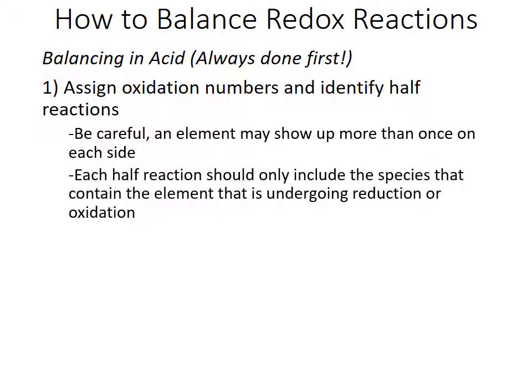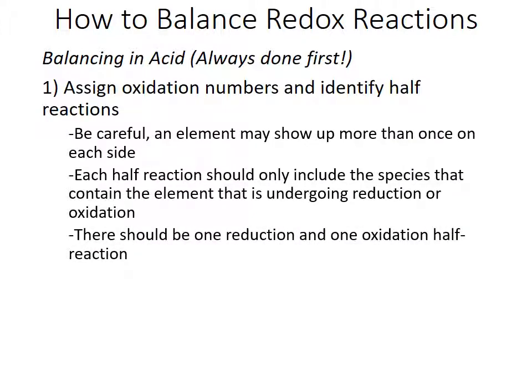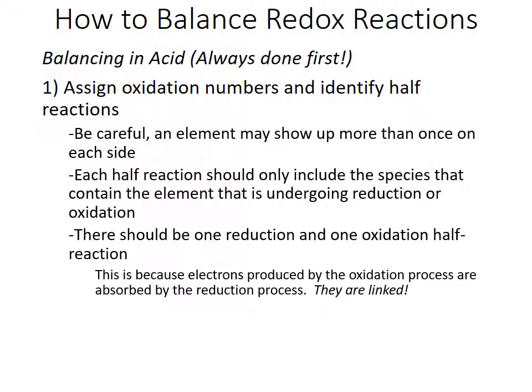Each half reaction that you write should only include the species that contain the element that is undergoing reduction or oxidation. For example, if your oxidation reaction features a carbon species going from, say, carbon 0 to carbon 4+, then you want to include each species in the equation that contains carbon in order to balance correctly. And note that there should be one reduction and one oxidation half reaction. This is because they're linked. The electrons produced by the oxidation process are absorbed by the reduction process. You can't have 2 oxidations or 2 reductions happening at the same time.